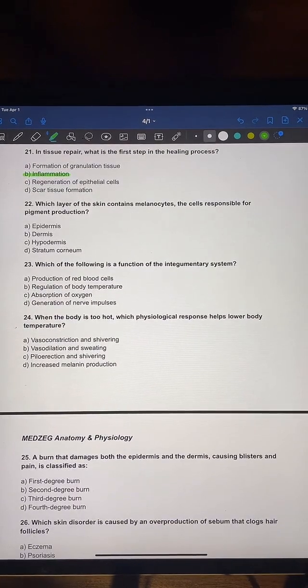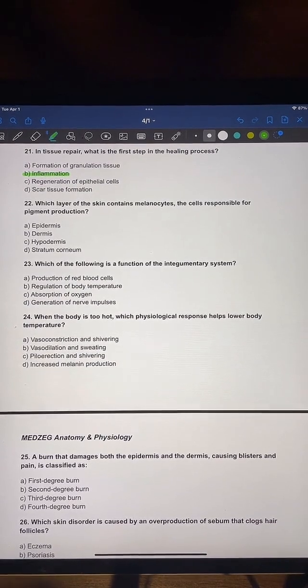Number 22, which layer of the skin contains melanocytes? Basically, these are the cells that are responsible for pigment production.